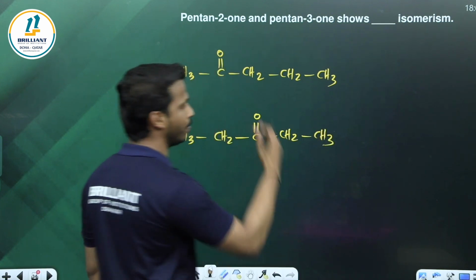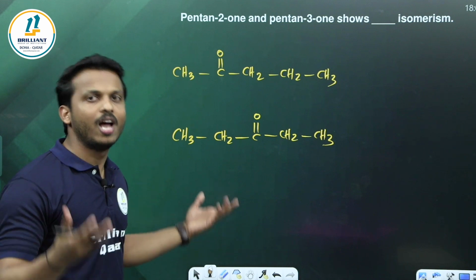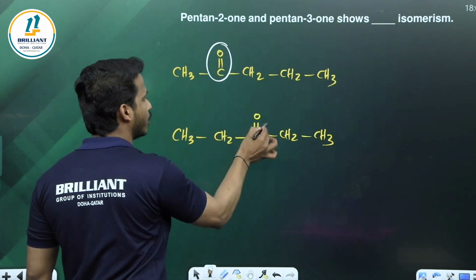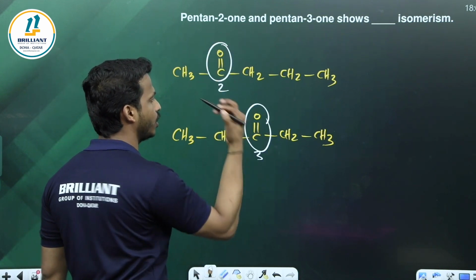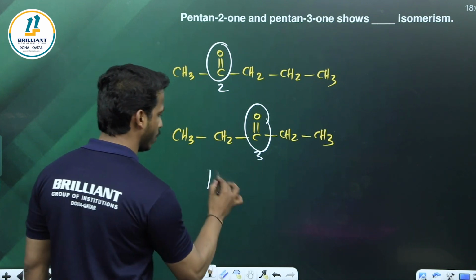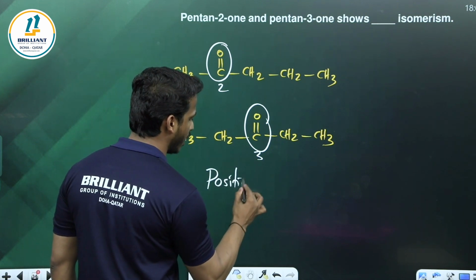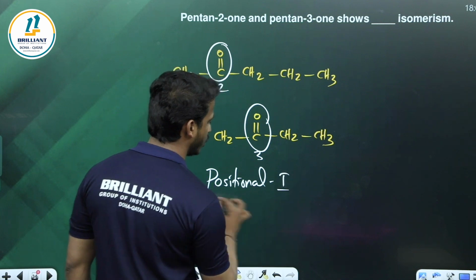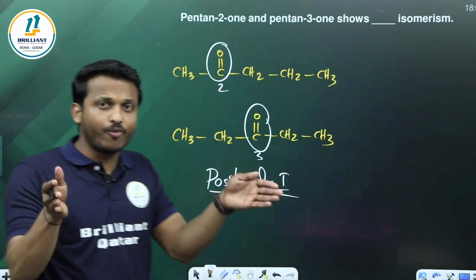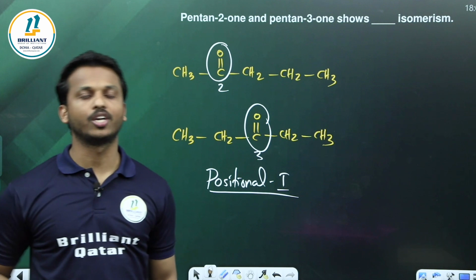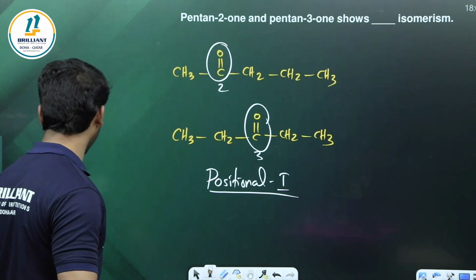What type of isomerism is given by this? See, same formula. What is the difference? The position of the functional groups is different. Here second position, here third position. So what type of isomerism is this? Positional isomerism, right? Same formula, different in the position of the functional group is called positional isomerism.